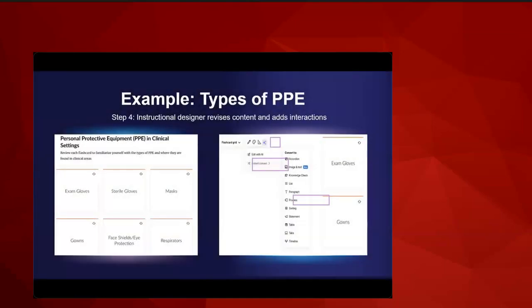Example, types of PPE. Here is an example of Step 4, where an instructional designer revises content and adds or adjusts interactions. The image on the left depicts a flashcard activity about personal protective equipment, or PPE, in clinical settings. This activity was generated by the AI assistant.